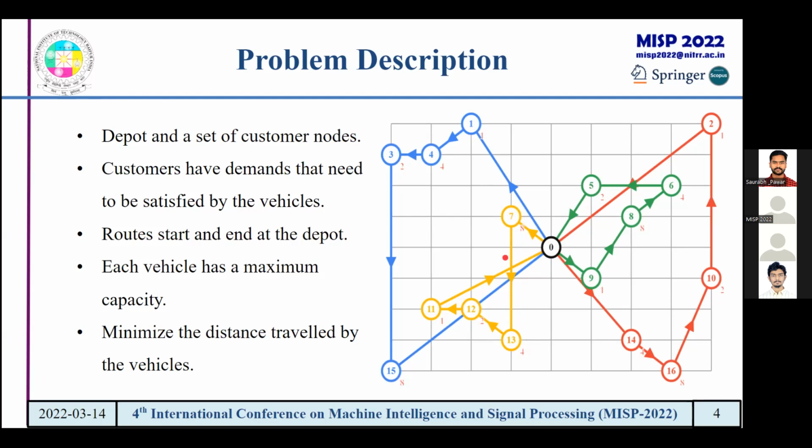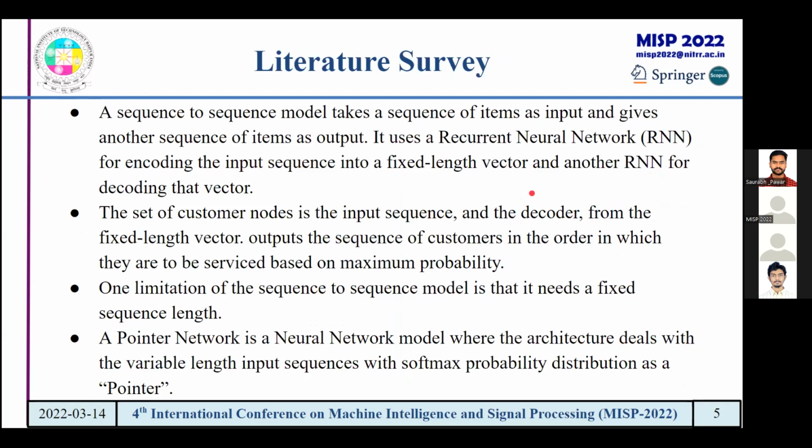Our end goal is to minimize the total distance traveled by all the vehicles. Now the literature survey. Firstly, in the initial days, before this machine learning boom, so to speak, there were good heuristics and metaheuristics to solve these kinds of combinatorial optimization problems.